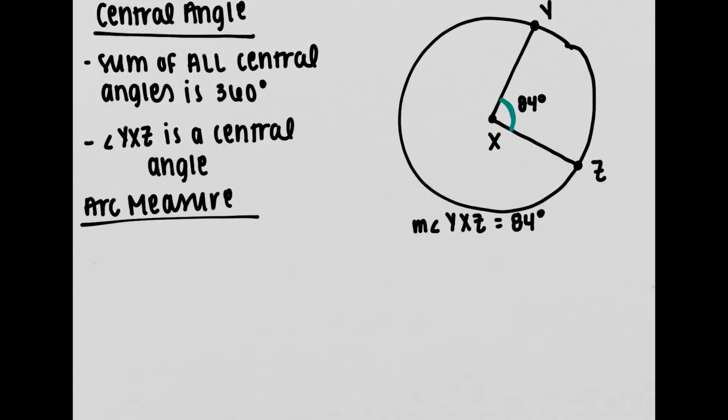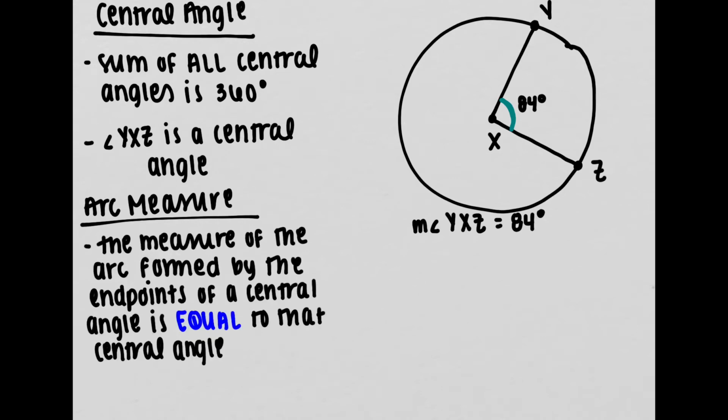We're still looking at the same diagram to the right, that original circle, and the angle that's marked as 84 degrees, but we're now going to talk about something called arc measures. In general, arc measure is the measure of the arc formed by the endpoints of a central angle. I have my central angle YXZ, and the endpoints are Y and Z. So the arc I'm looking at is the one between them. This is the arc we're referring to here.